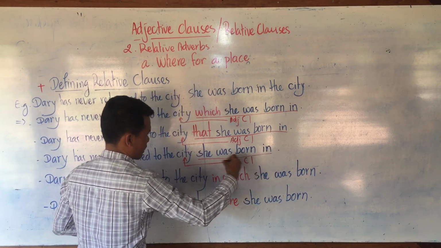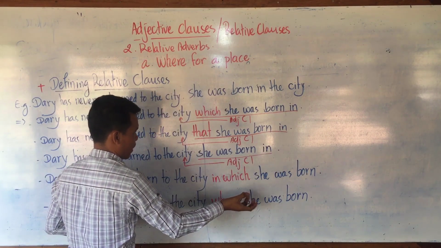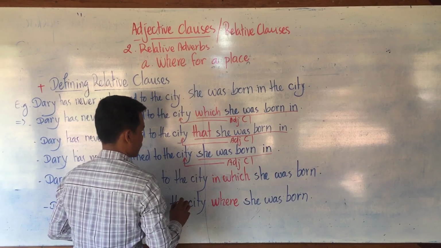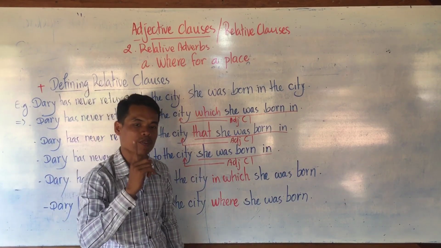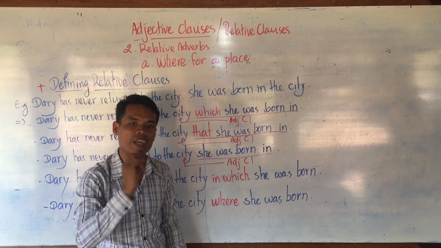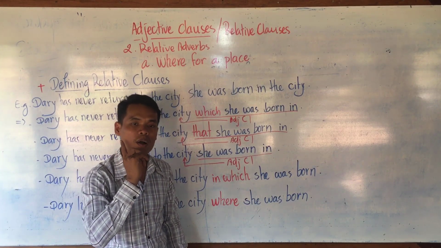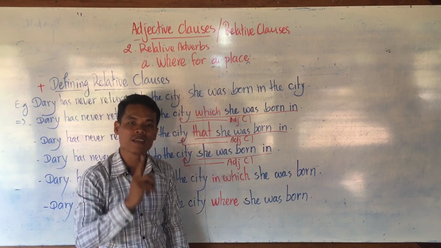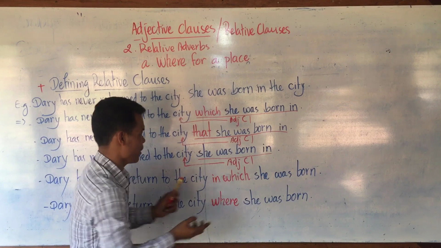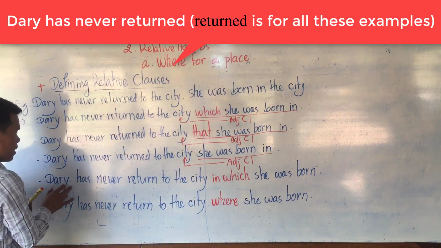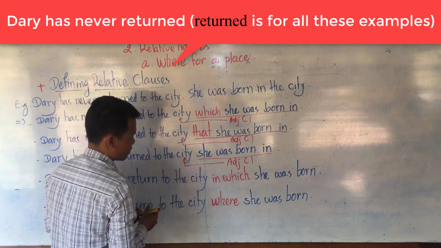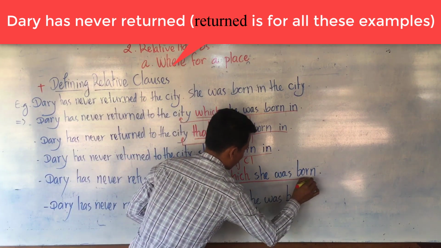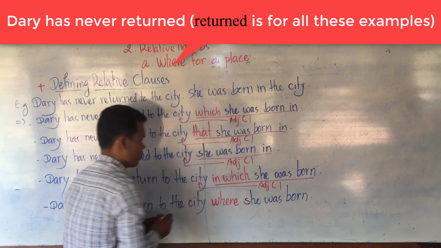Also, we can write one more. When a preposition comes at the end of a clause like this, you can place it in front of the relative pronoun. So you remember that when a preposition comes before a relative pronoun, for people only whom is used. For things, only which is used. So we can write another adjective clause. Dary has never returned to the city in which she was born. So the adjective clause is in which she was born here.